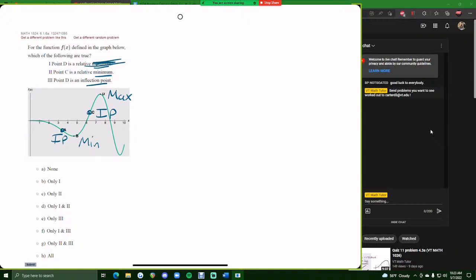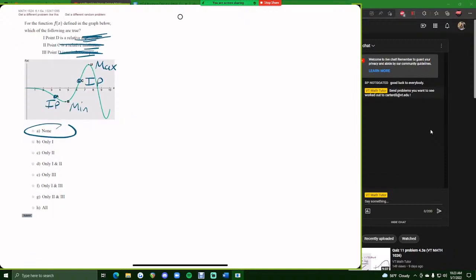C is a relative min. That's false. It's an inflection point. And then D is an inflection point. That's false. It's a maximum. So none of these are correct. Let's keep it going.